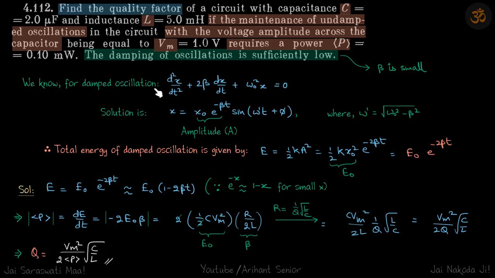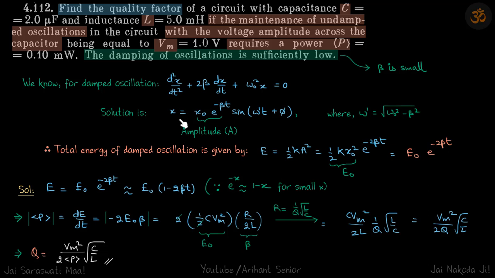So we know for damped oscillation our equation is of this form. X can represent voltage or current or charge, it doesn't matter. Now the solution of this equation is of the form x naught e raised to power minus beta t sine of omega dash t plus phi, where omega dash is root of omega naught square minus beta square. This term represents the amplitude of this quantity.